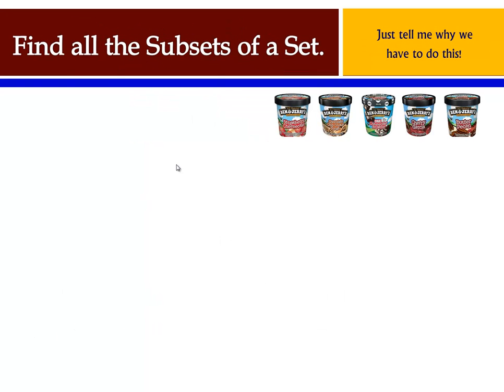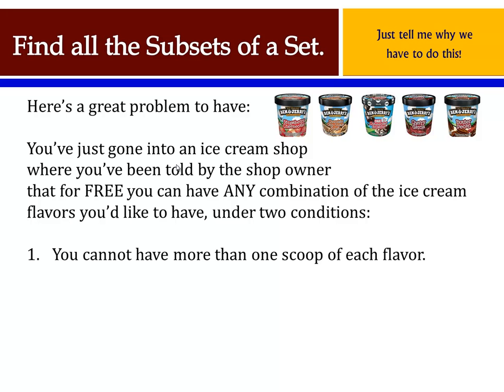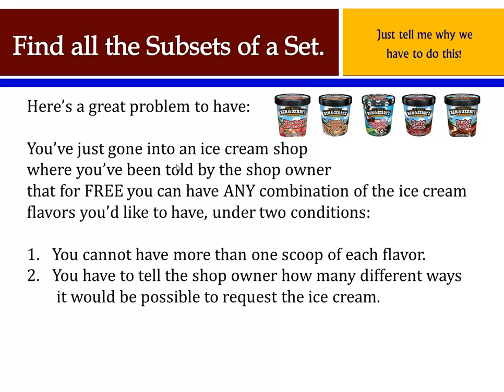Now it's going to start to make a little bit more sense, and you'll understand a little bit more about why we have to do this. So sticking with our original set, here's a great problem to have regarding these 5 flavors of ice cream. Let's say you've gone into an ice cream shop where you've been told by the shop owner that for free you can have any combination of the ice cream flavors you'd like to have under 2 conditions. One is you cannot have more than 1 scoop of each flavor. So you're limited to 1 scoop of each flavor. And 2, before you get the free ice cream, you have to tell the shop owner how many different ways it would be possible for you to request the ice cream.